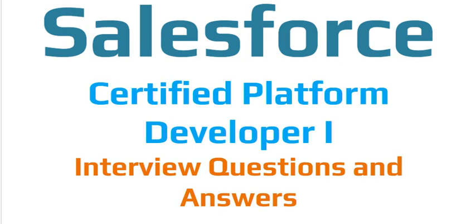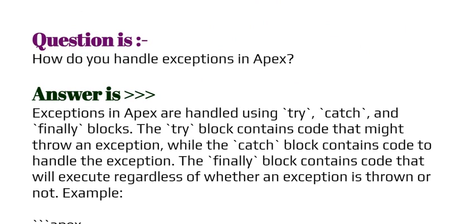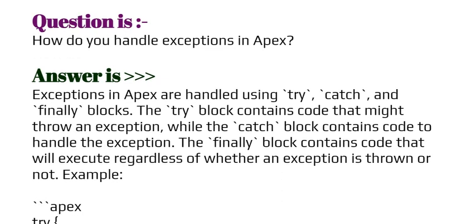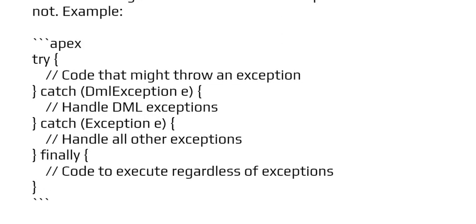Do share please. Our question is, how do you handle exceptions in Apex? Your answer should be, exceptions in Apex are handled using try, catch and finally blocks. The try block contains code that might throw an exception, while the catch block contains code to handle the exception. The finally block contains code that will execute regardless of whether an exception is thrown or not. Example. Please have a look at the given example.